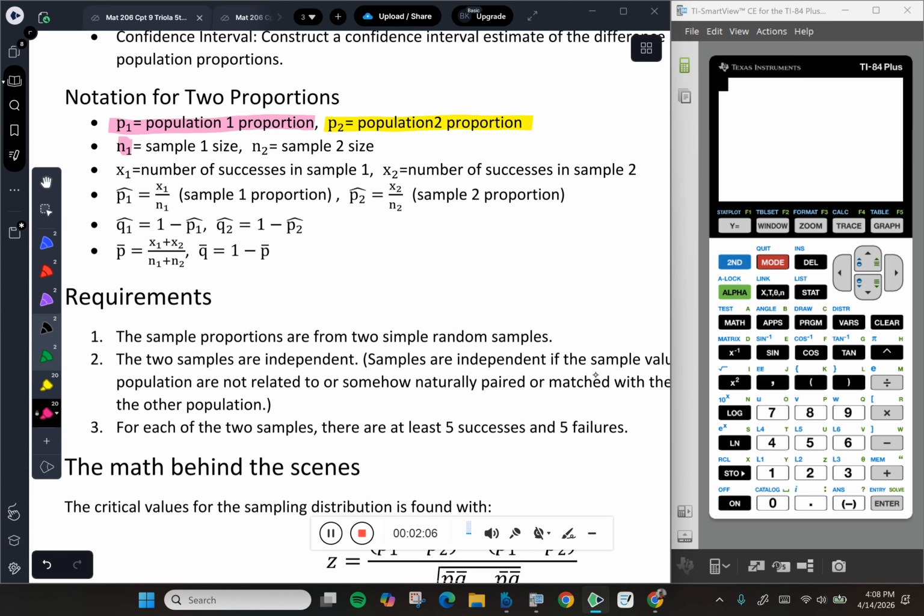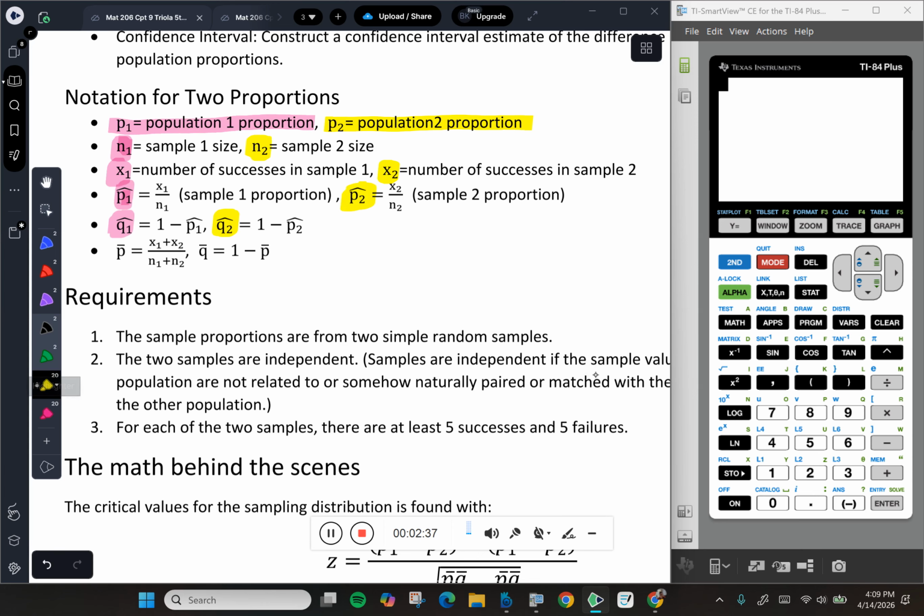So N1 is the sample size for population 1. X1 is the number of successes in sample 1. P hat 1 is X1 divided by N1. Q hat 1 is 1 minus P hat 1. And all of those are statements about population 1. N sub 2 is going to be the sample size for 2. X sub 2 is the successes for 2. P hat 2 is X2 divided by N2, sample 2 proportion. Q hat 2 is going to be the complement of P hat 2.